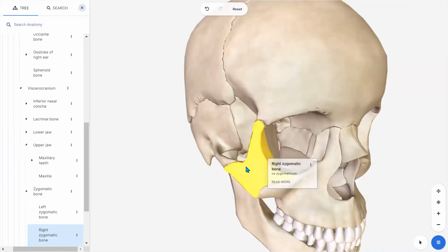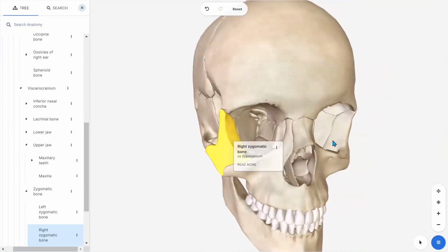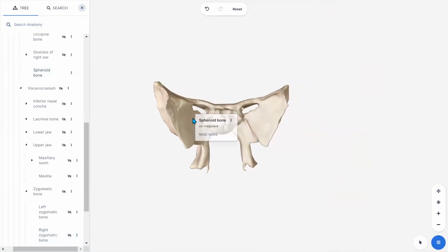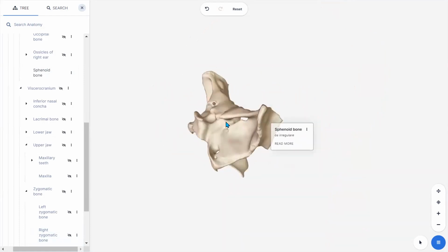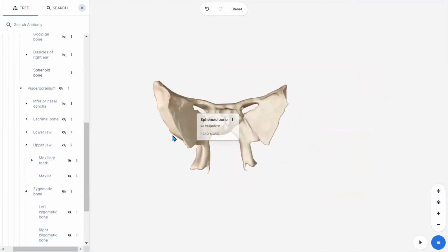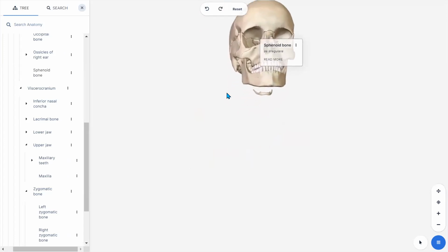We have the zygomatic bone on the side. Okay, so one zygomatic on each side, and this also forms the prominence of your cheek. We have a sphenoid bone at the back. Okay, so if I isolate, you can see the sphenoid bone goes from one side all the way to the other side. At the top of the sphenoid bone, there is a groove. That's where the pituitary gland sits in. Okay, and at the back of your sphenoid bone, there are two openings. These openings are for your optic nerves from the eyeballs to go through. All right, so that's the sphenoid bone at the back.